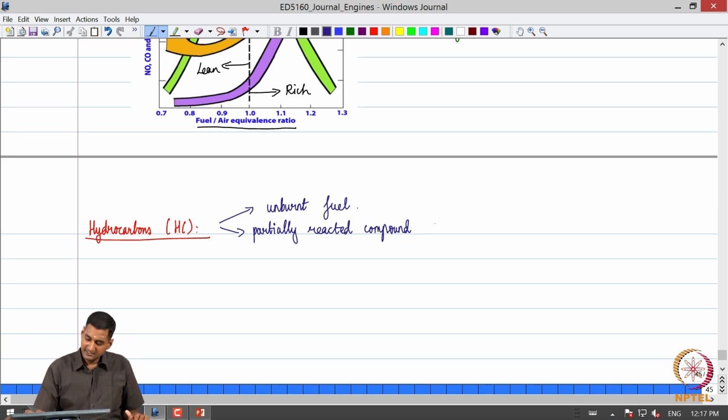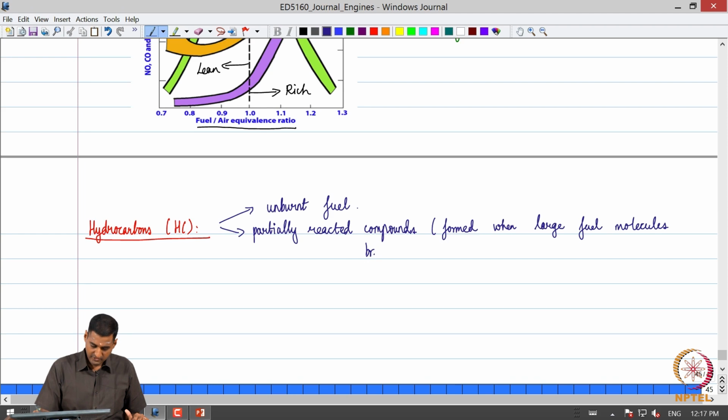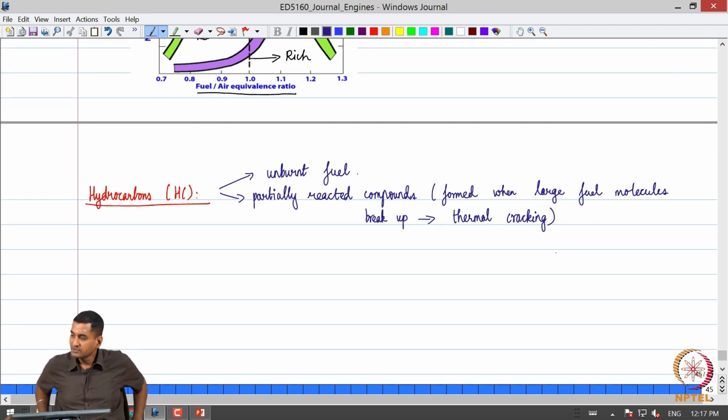Okay. So partially reacted compounds form when large fuel molecules break up due to the heat energy during the combustion process, and this is what is called thermal cracking. Thermal cracking is this phenomenon where these larger molecules break down into smaller hydrocarbon molecules, and these are also released.